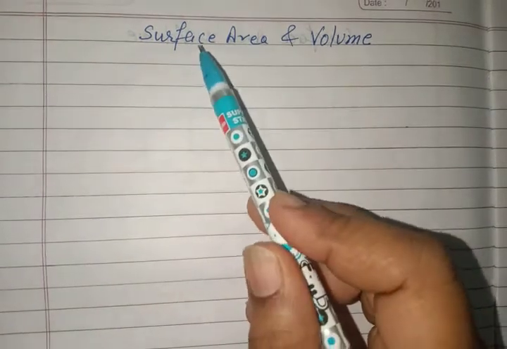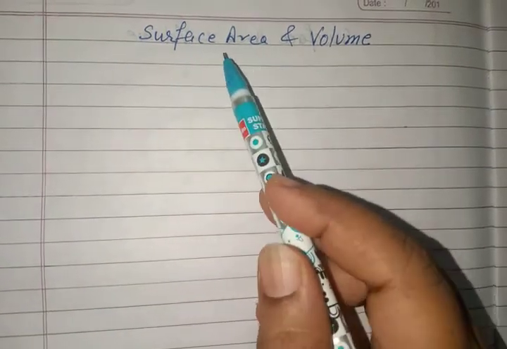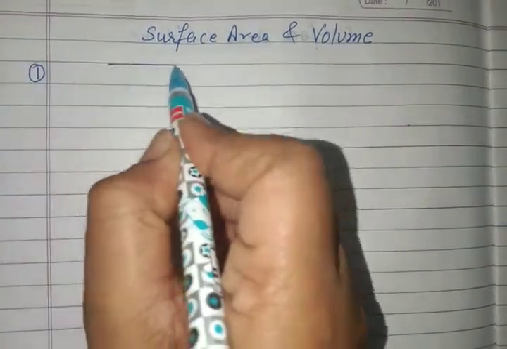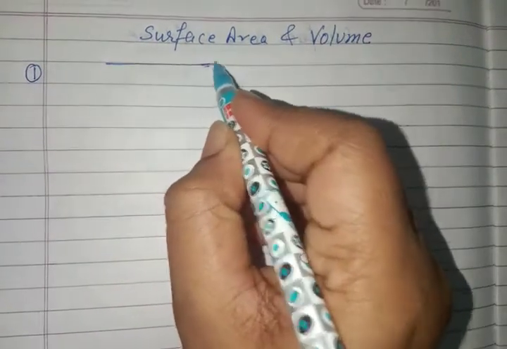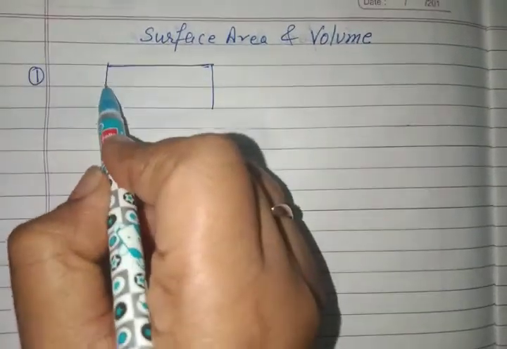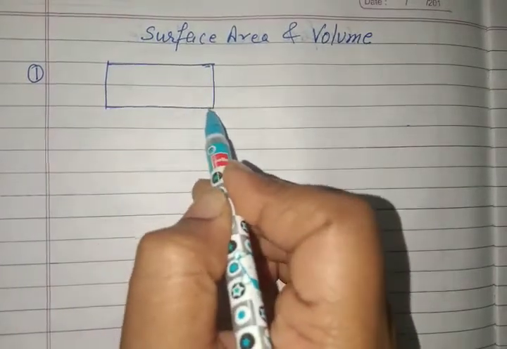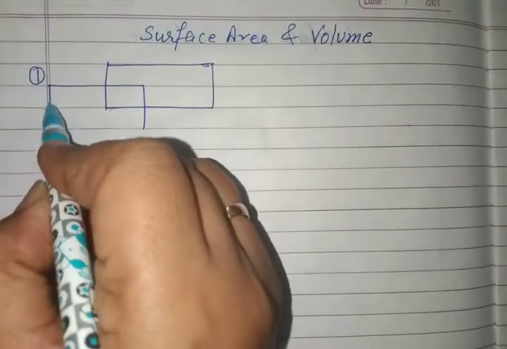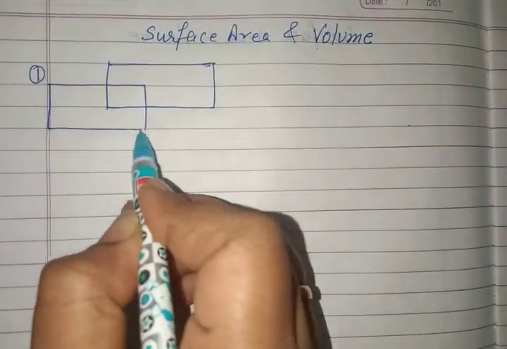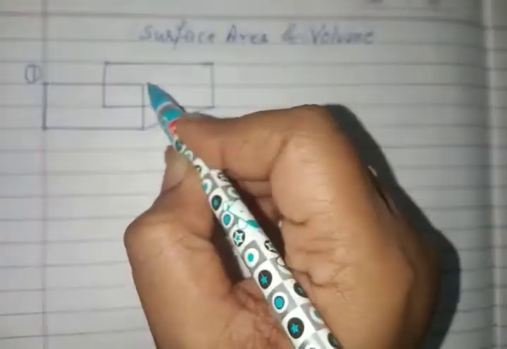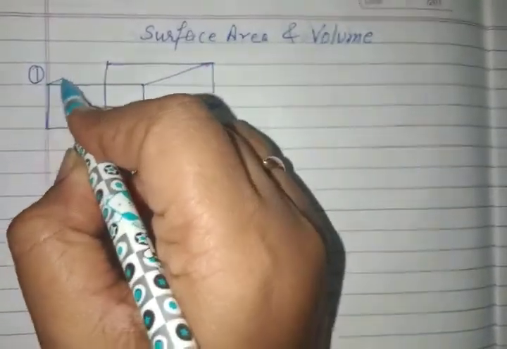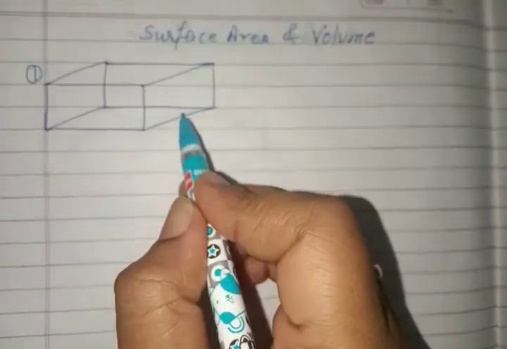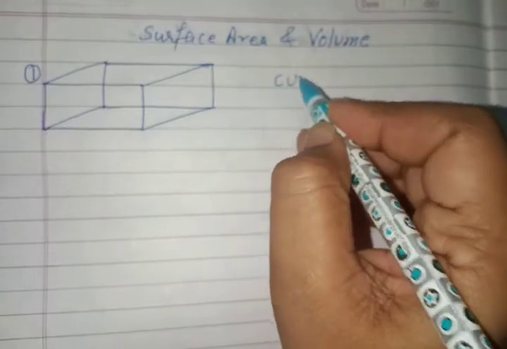Today we will be doing surface area and volume. And in surface area and volume, the first figure that we'll study is the cuboid. Cuboid, as all of you know, is a three-dimensional figure in which we have length, breadth and height. If we consider a line, it is a one-dimensional figure. If we consider area, like a square or rectangle, then it is a two-dimensional figure. And if we consider a cuboid, then it is a three-dimensional figure.